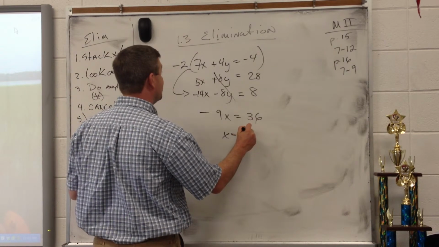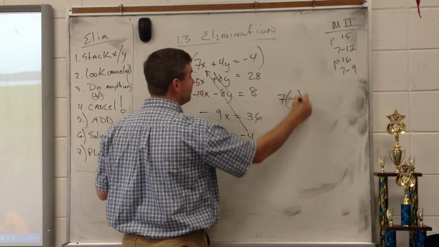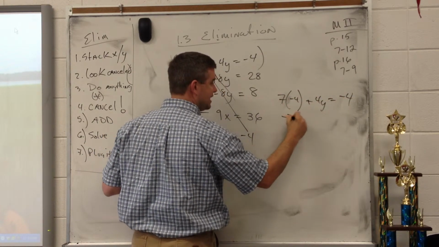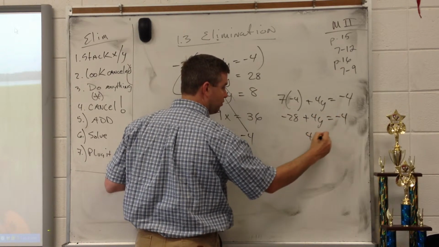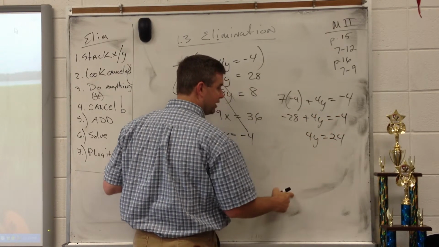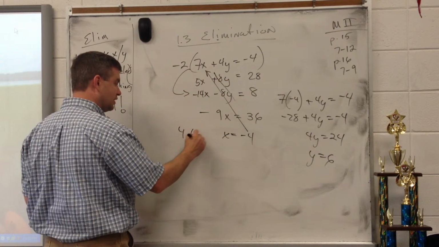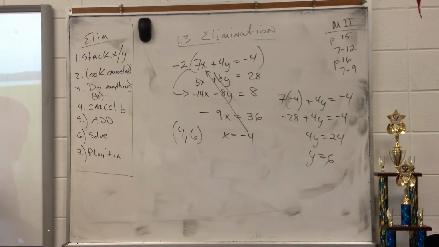Take negative 4 and plug it in right there, and I get 7 times negative 4 plus 4y is equal to negative 4. That's negative 28 plus 4y is equal to negative 4. 4y equals 24, I think. Y equals 6. So my answer is one solution at negative 4, 6.